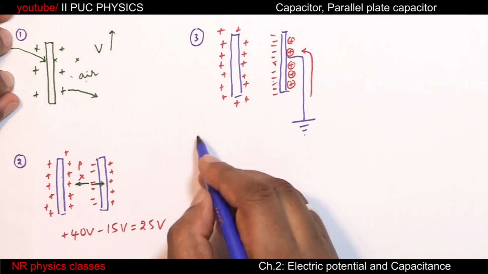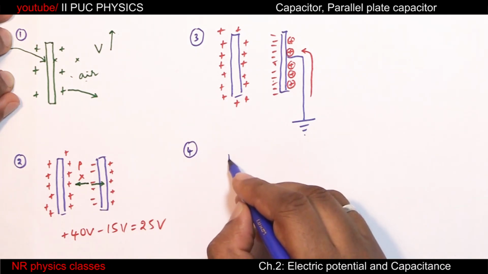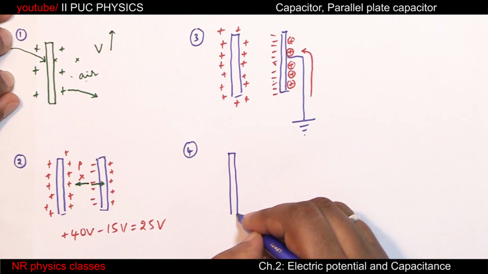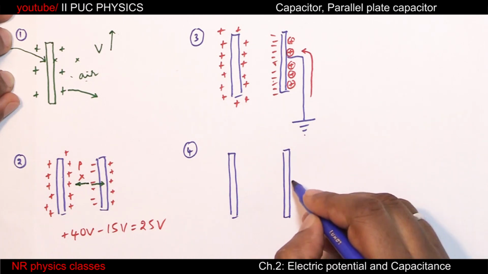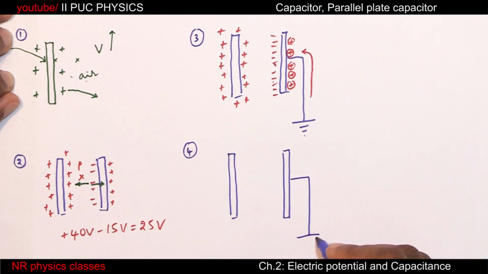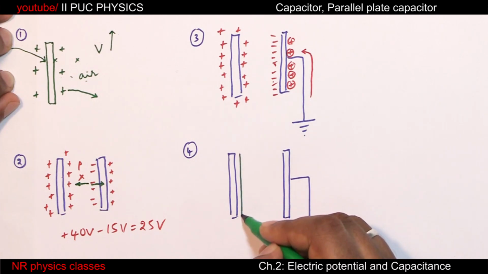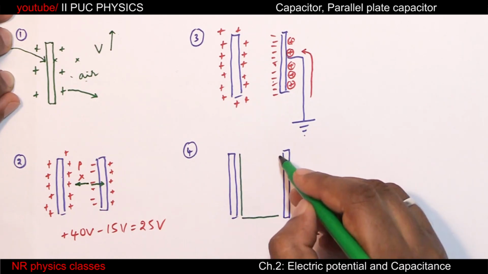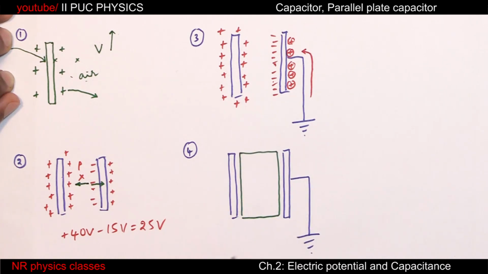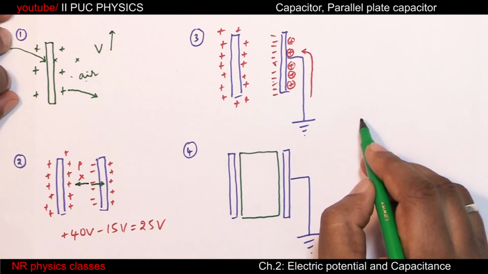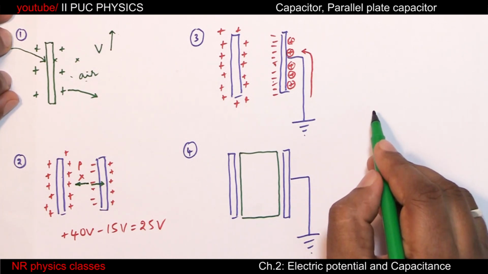To increase the capacity further, these are two metal plates. The second plate is connected to ground. A dielectric medium is placed between the sheets like this. Recall the theory of dielectrics.